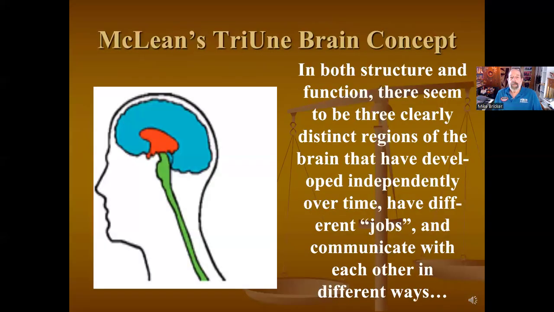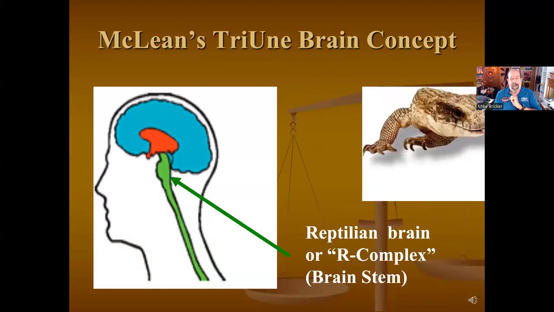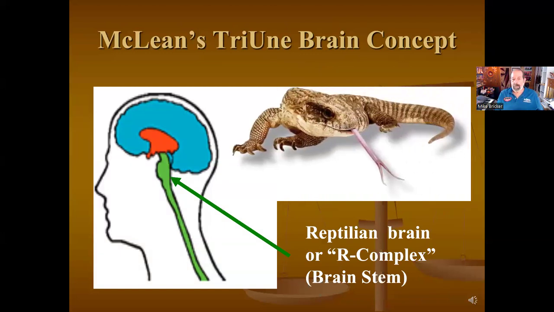So the concept of the triune brain is both structure and function. These three clearly distinct regions have evolved independently over time. Or if you're a literal Bible believer, this is the way God made us on the sixth day. There's no conflict here. But what it means is that they have different jobs, and importantly, they communicate with each other in different ways. Okay, this is the reptile brain, the brain stem.